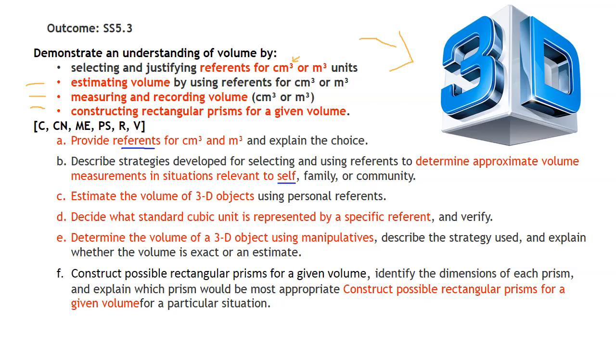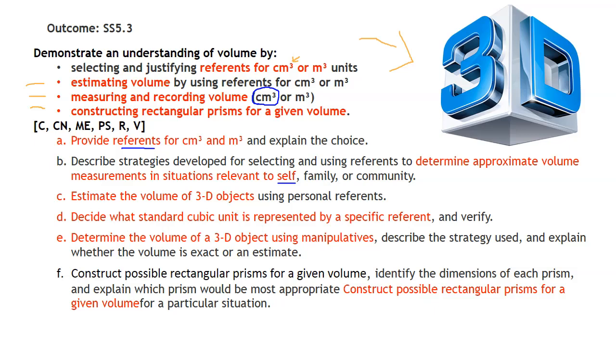Estimating the volume of a 3D object using your reference. Deciding what cubic unit is represented by a specific referent. Like if I said, my hand is 7 blueberries wide, you would know that a blueberry is roughly a cubic centimeter. And so if my hand is 7 blueberries wide, you know I'm talking about 7 centimeters.